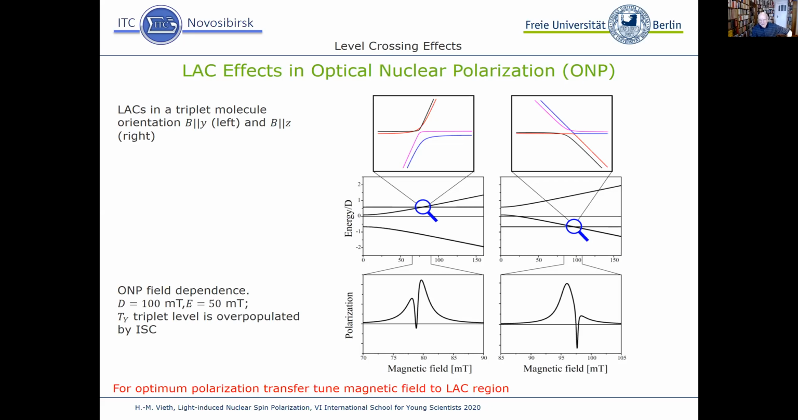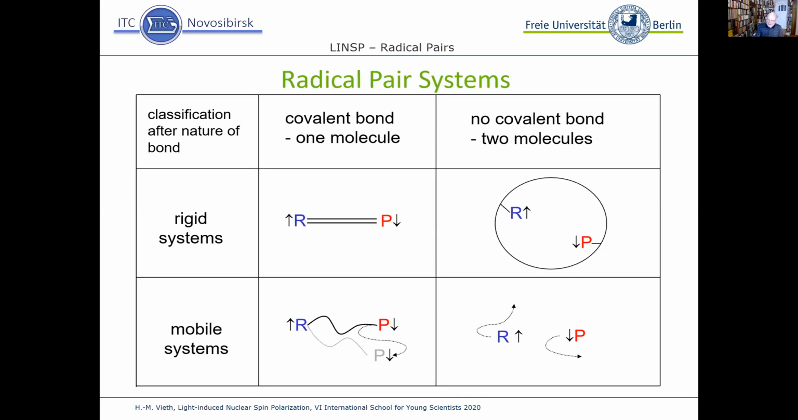and then go with the magnetic field to the level crossing region. If we misalign the zero field splitting tensor with respect to the magnetic field, then the level crossing will get broader and less pronounced, because the minimum splitting between the levels becomes much bigger, and then the admixture is getting weaker.